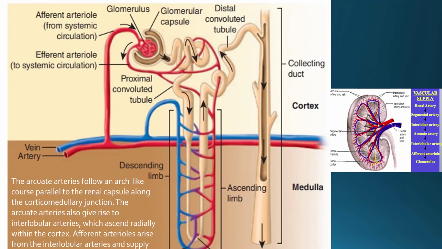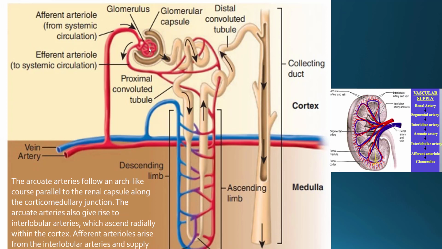This is the complete structure of one nephron. Here you can see that the renal artery enters the kidney at the level of the pelvis. It passes through the medulla, and at the junction of cortex and medulla it forms an arc called the arcuate artery. From this artery, branches originate and enter the cortex, and from each afferent arteriole a structure is formed which is called the glomerulus.